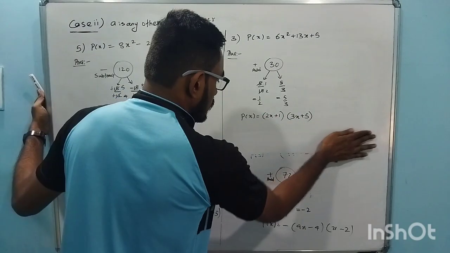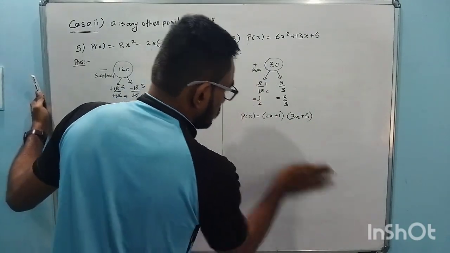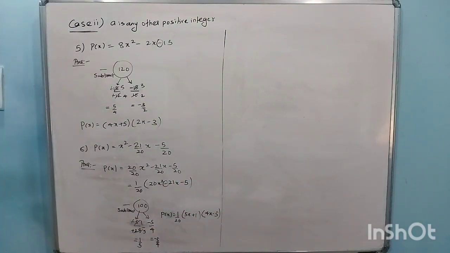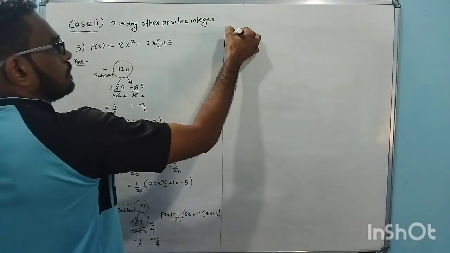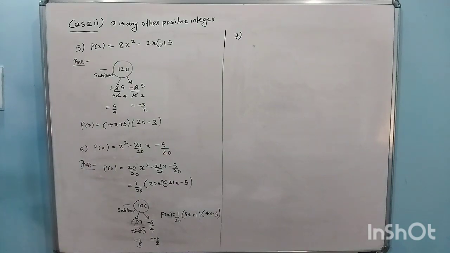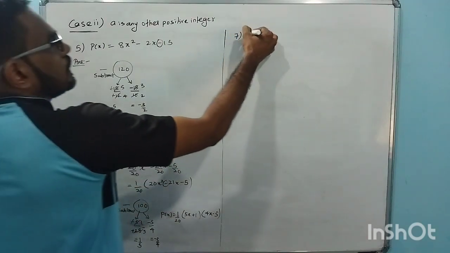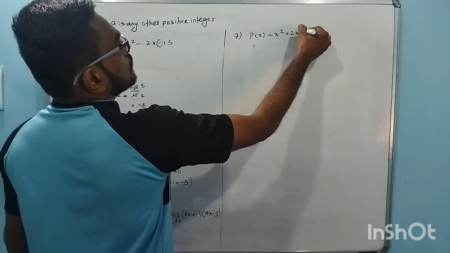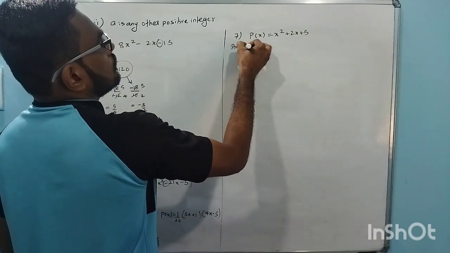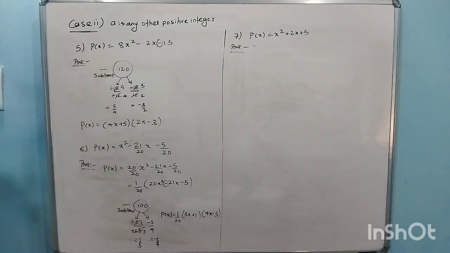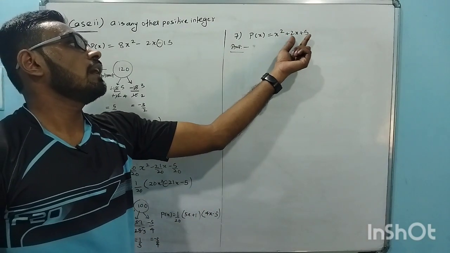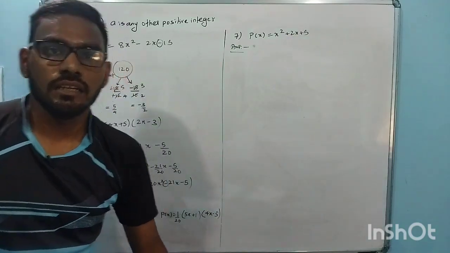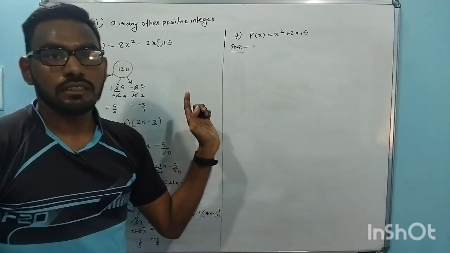Next, okay, last one we'll see. Seventh one, p of x equal to x square plus 2x plus 5. Now here we can't find any numbers such that if we add we'll get 2, and if we multiply we get 5. So this we can't solve using this method.